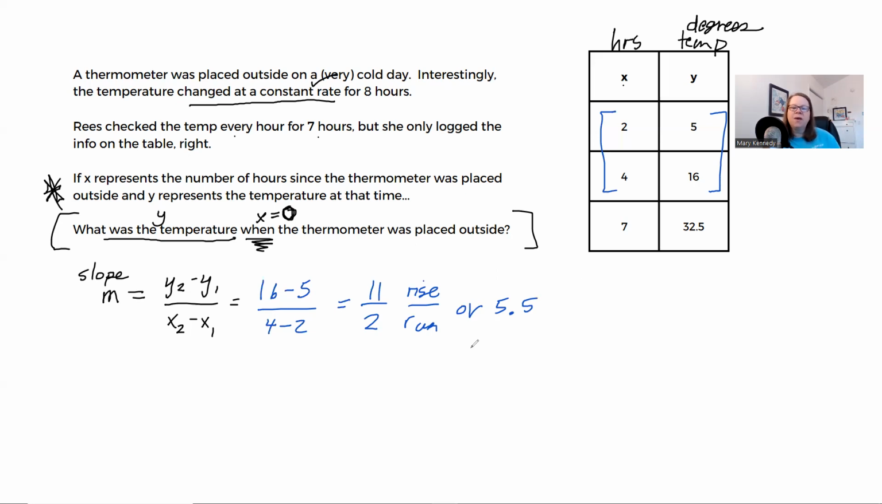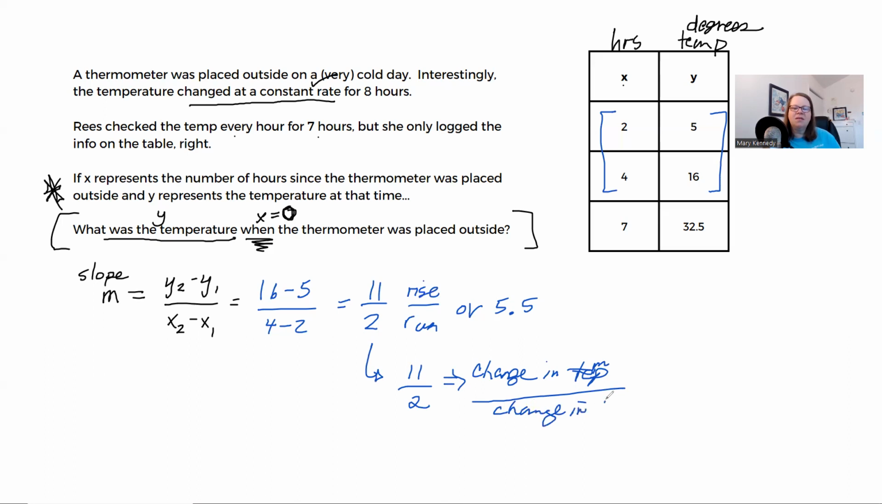Now from here, there's a couple of ways to start to think about what was the temperature when X was 0. Because right now we just figured out the slope. We figured out that the temperature is going up 11 every 2 hours. That's key. Let's understand what slope means. 11, this is the Y values, and the Y values are the temperature. So it's the change in the temperature over the change in X, the change in the hours.